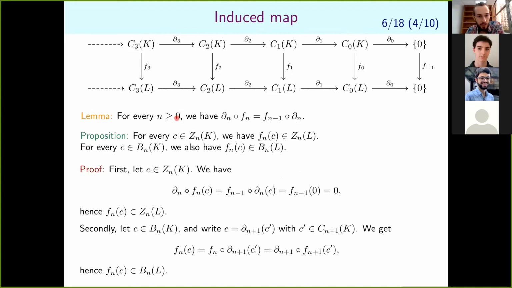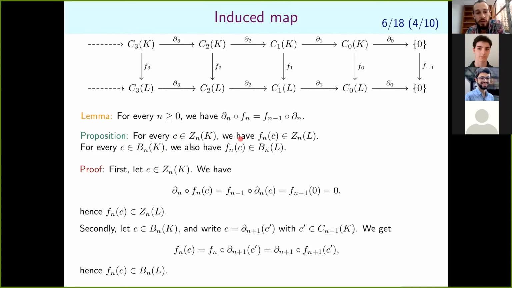For instance, we can show that the image of any cycle is a cycle, and we can show that the image of any boundary is also a boundary. I hope you remember what is a cycle and what is a boundary. A cycle is a chain whose boundary is zero. And a boundary is a chain which can be written as the boundary of another chain of dimension plus one. So let us prove first that the image of a cycle is a cycle.